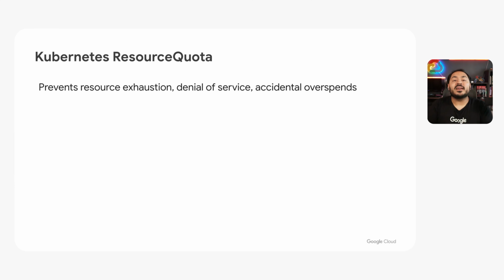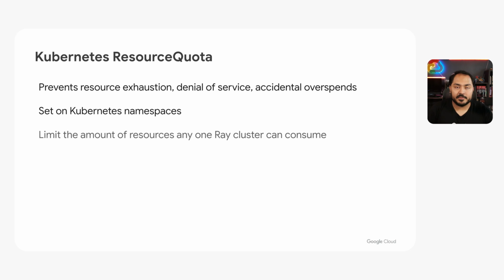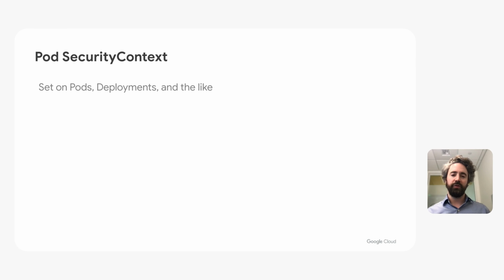You can enable Kubernetes resource quota to prevent resource exhaustion, denial of service, and accidental overspend. You should set default quota for each of the namespaces. And you can set these resource limits for any types of resources that Ray would be using, like CPUs, memory, GPUs, and TPUs.